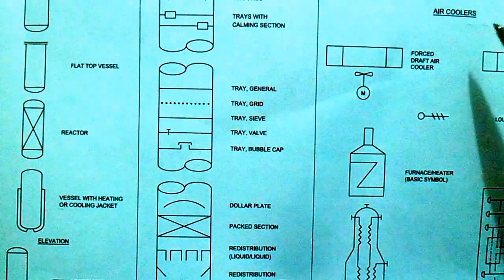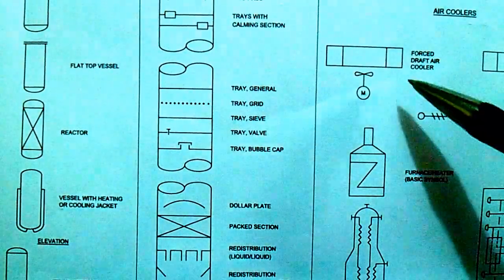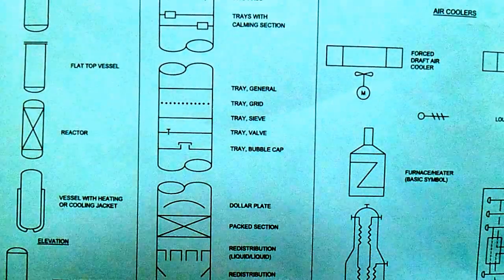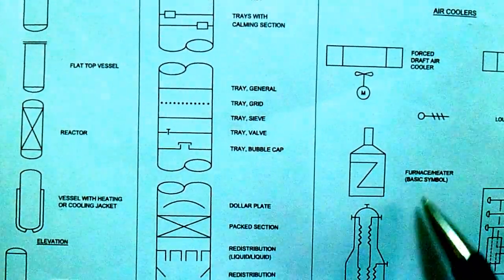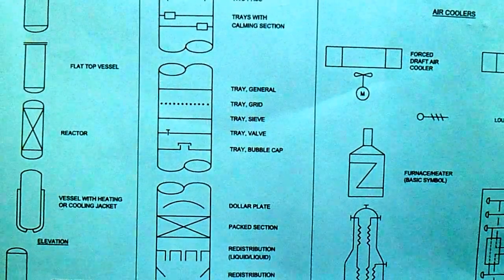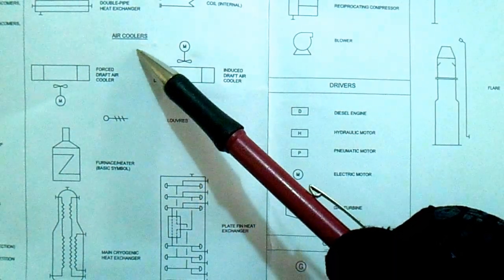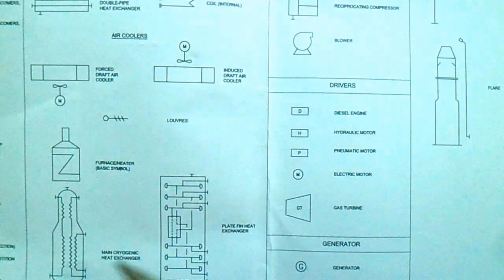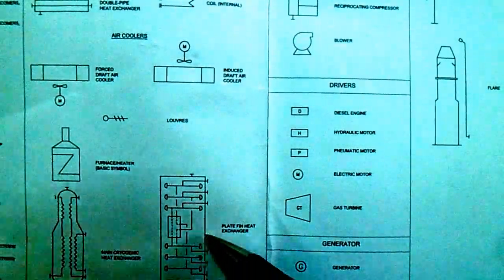And this is now an air cooler. For the air cooler, we have forced draft air cooler, and this is a louvers. This is the furnace heater. This symbol is a main cryogenic heat exchanger. This is the automation air cooler, and we have induced draft air cooler. We also have plate fin heat exchanger.